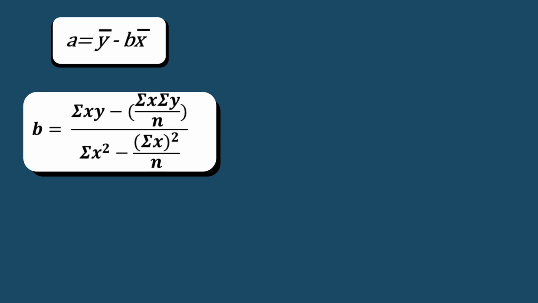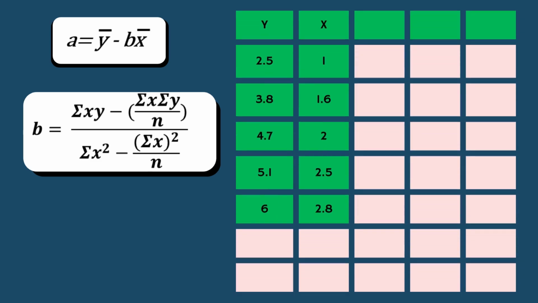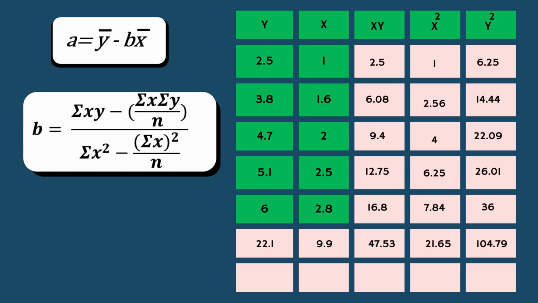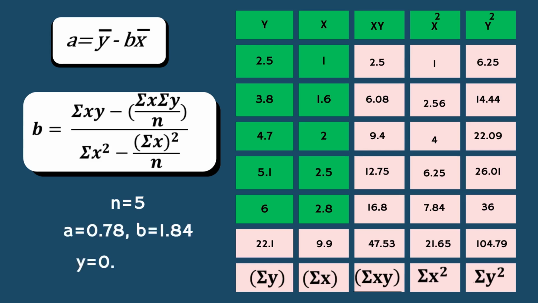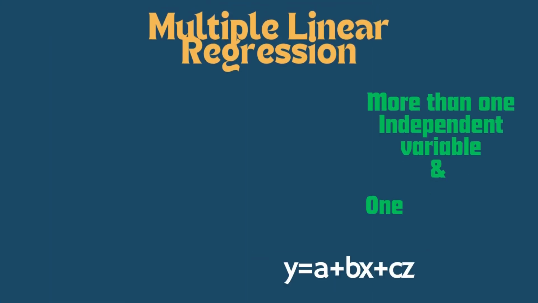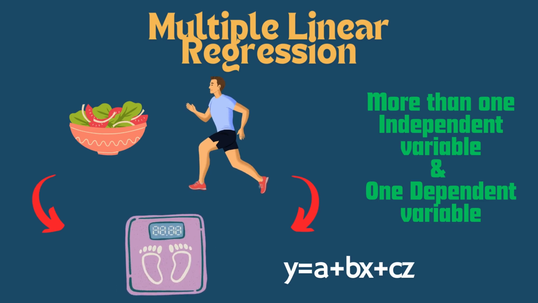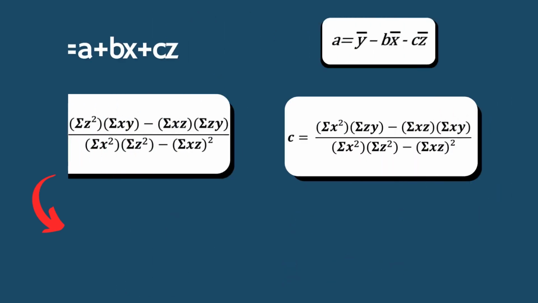Following is a formula for calculating a, which is the intercept, and b, which is the coefficient for x. If we have different values of x and y, then we can calculate x into y, square of x and square of y, and take their sum. With n equal to 5 in this example, we can get the values of a and b and the resultant equation. Similarly, there is multiple linear regression, which uses more than one independent variable. For example, how diet and exercise affect weight. Following are the formulas for calculation of a, b, and c of the equation.